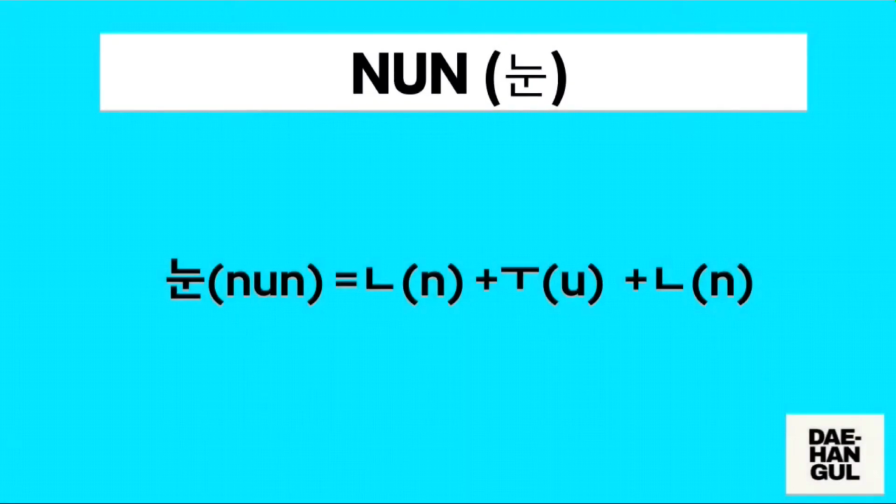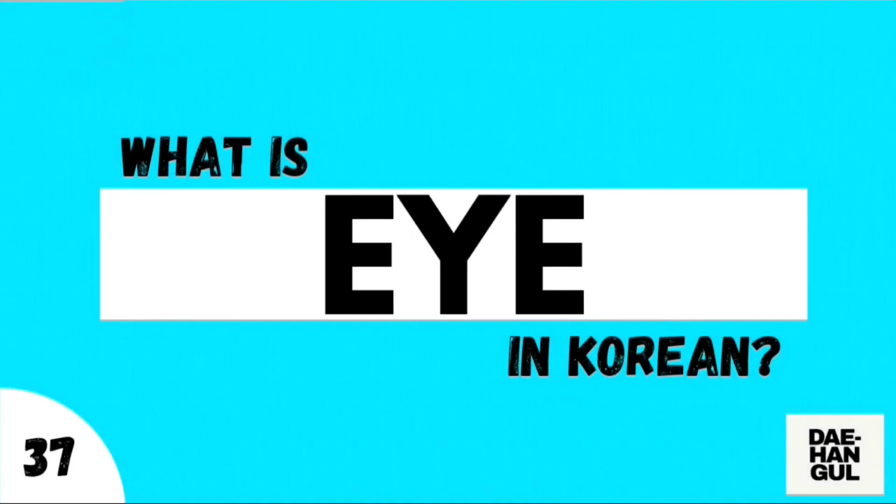How do we write nun in Hangul? Just like mul, this is composed of just one syllable and 3 characters. The first character is nieun, the second character is u, and the last character is another nieun character. So we just need to combine these 3 characters to form the Hangul of the word nun. And with that, you already know what is I in Korean.